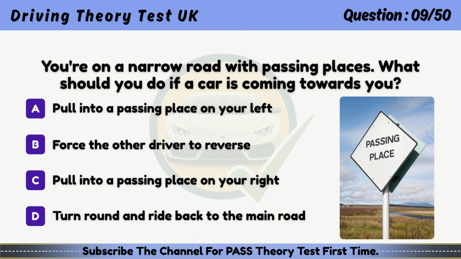Question 9. You're on a narrow road with passing places. What should you do if a car is coming towards you? Option A. Pull into a passing place on your left. B. Force the other driver to reverse. C. Pull into a passing place on your right. D. Turn round and ride back to the main road.